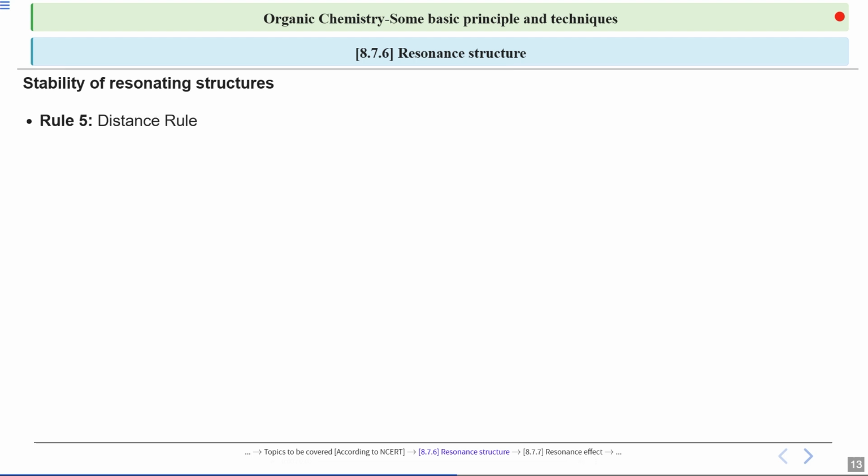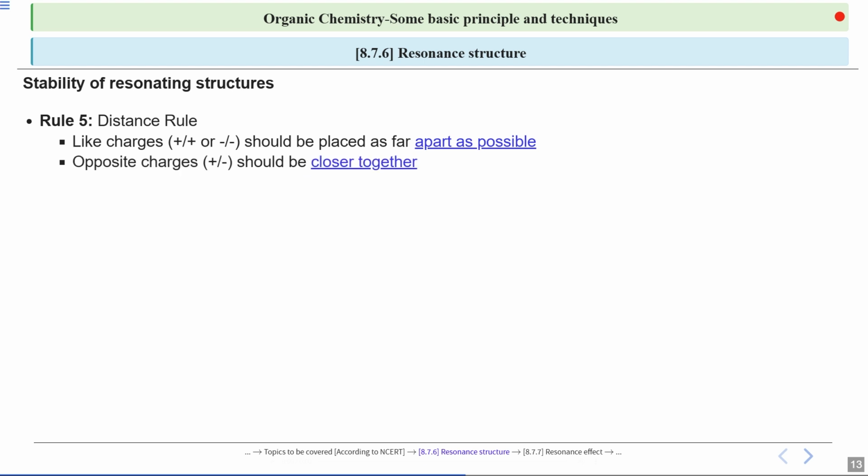Last, we have this distance rule. Suppose the negative charge is present on an electronegative element and the positive charge is present on an electropositive element in both the given structures. In that case, you should remember that like charges should be placed far from each other to overcome repulsion, because the less the repulsion, the more the stability. Similarly, opposite charges should be closer to each other, and that will result in a more stable resonating structure.